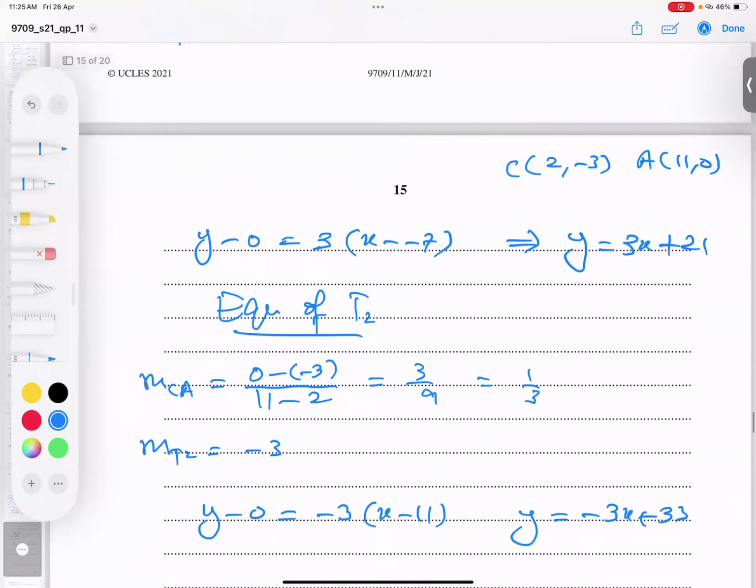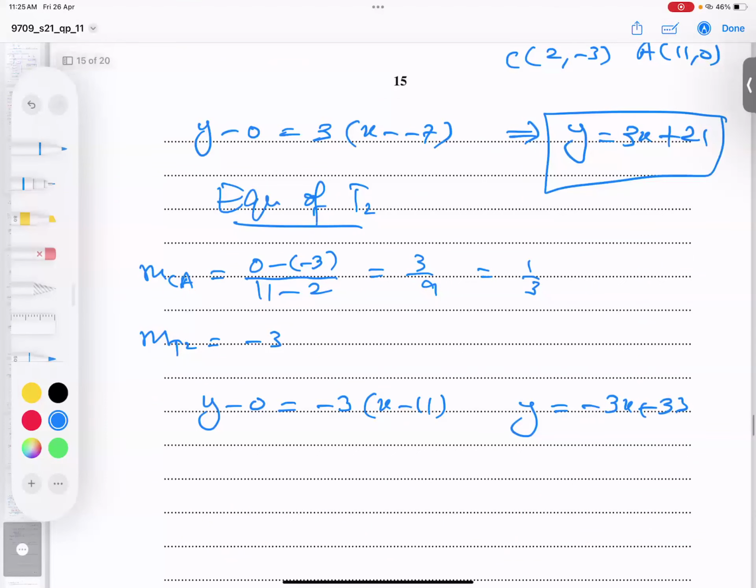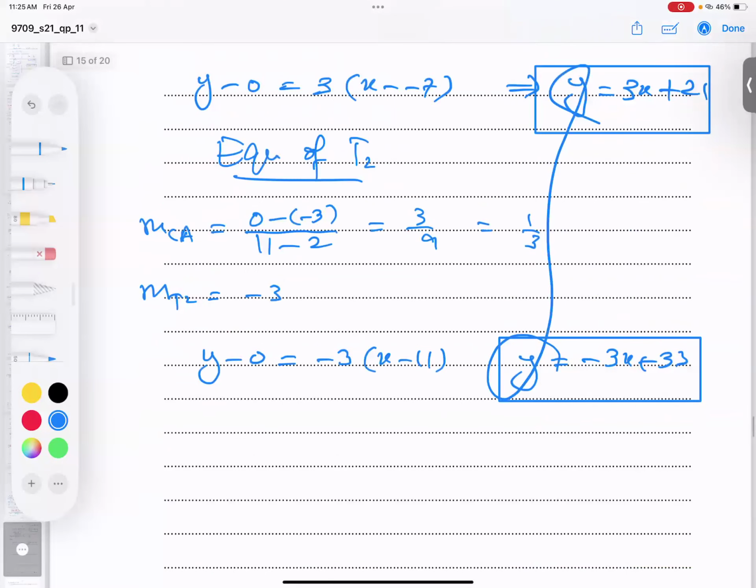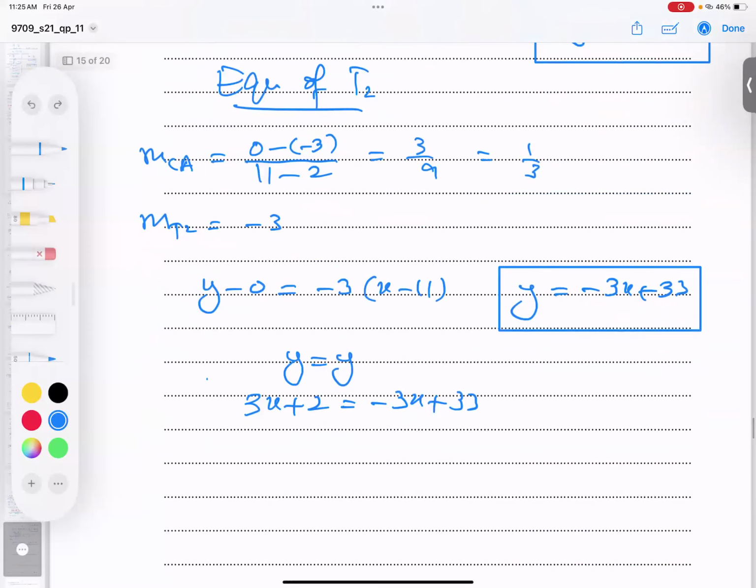Equation 2 done. So I have one equation here and one equation here. Solve them simultaneously. You know y equals y, so this part and this part are equal to each other. So I'm writing 3x plus 2 equals -3x plus 33. 3x comes here, I got 5x. 3 goes there, I got 31.